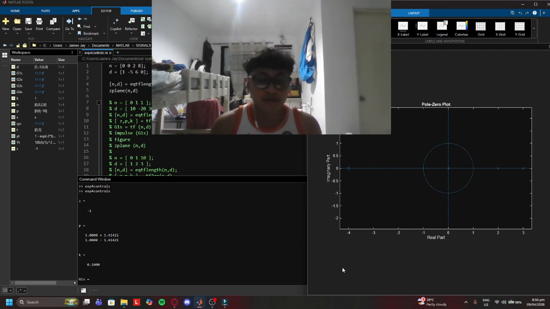I also learned that poles closer to the imaginary axis produce slower responses, while poles farther to the left result in faster damping. So this really helped me connect the theory with actual system behavior.